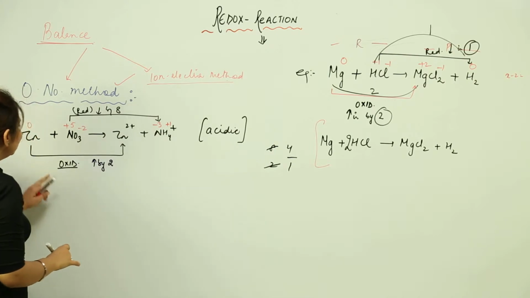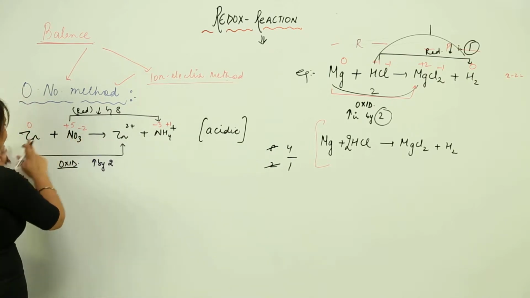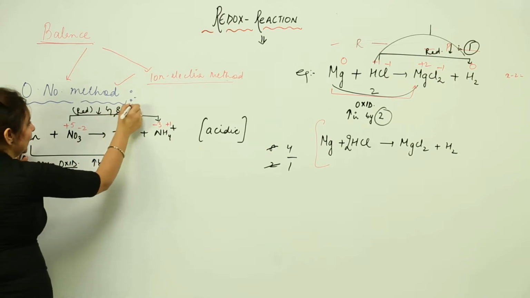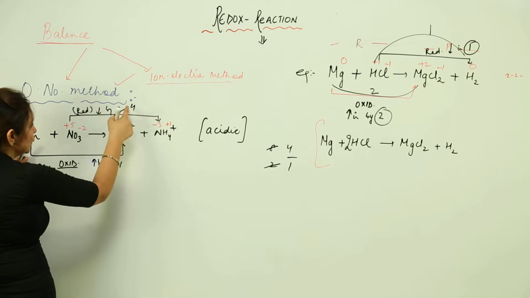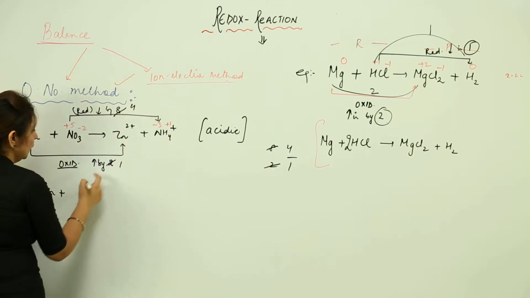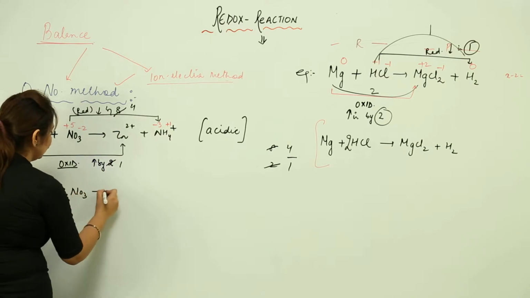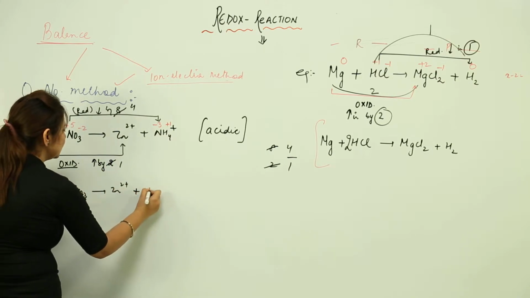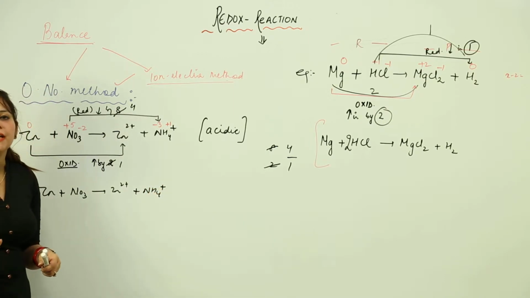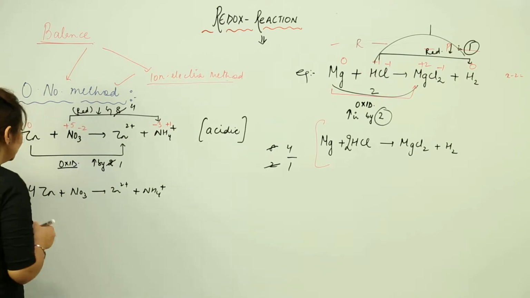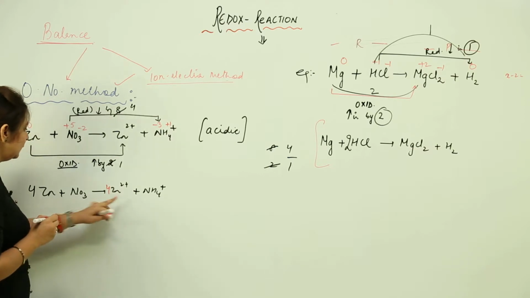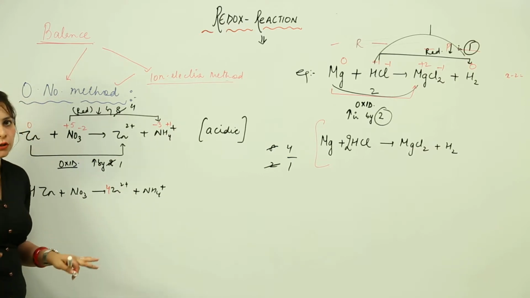So that means I need to multiply this figure with 4 and this with 1, because when I cancel it, what I get is 4 and 1. So that means I need to multiply 4 with zinc. So I have 4 Zn and NO3⁻ forms Zn²⁺ plus NH4⁺. Right. Now I am going to balance everything except the O and H. So I have 4 Zn, so I am putting 4 here. I have 1 N; hydrogen and oxygen we do not need to see yet.